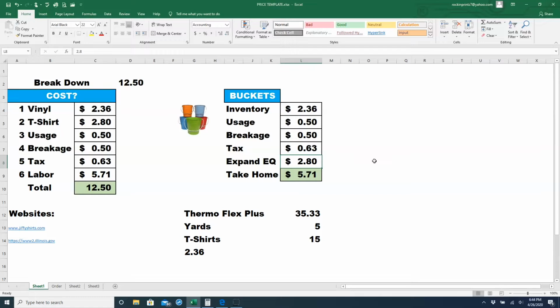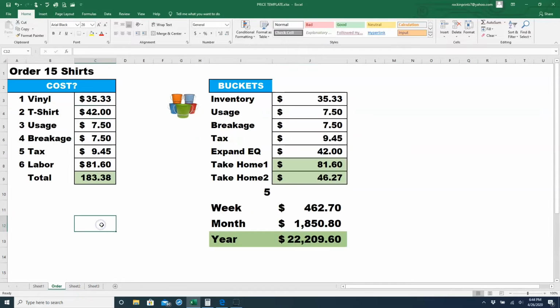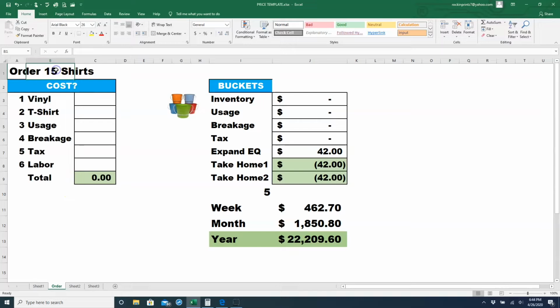So we're going to have the funds to be able to purchase new equipment by doing this, by adding this bucket. So according to this, making one t-shirt, my take-home profit is going to be $5.71. All right, so let's move on to the order sheet. Let's say we had a customer who wanted 15 shirts. Okay, so now we got to do the math.